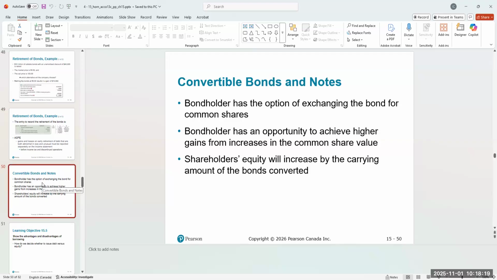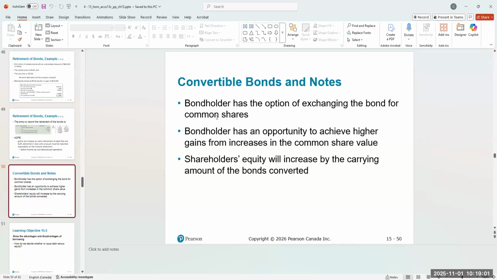What's going to happen if we have convertible bonds? Now, the bondholder has an option to exercise the bonds for common shares. So basically, somebody can have a bond and then convert it to common shares. Why do we want to do that? Why is somebody going to borrow money, issue the bonds, and later exchange the bonds for common shares? The only reason is if you do that, you don't have to pay the bonds.